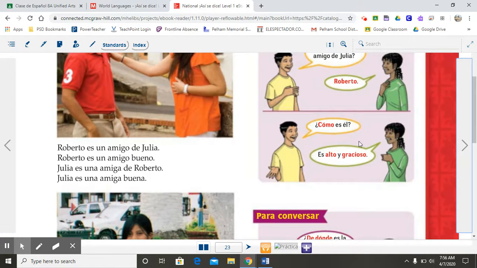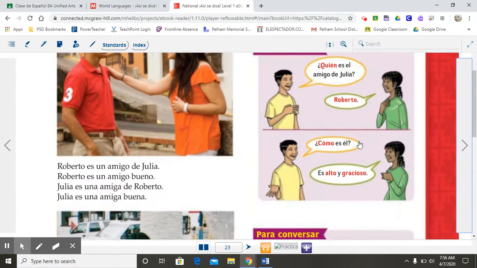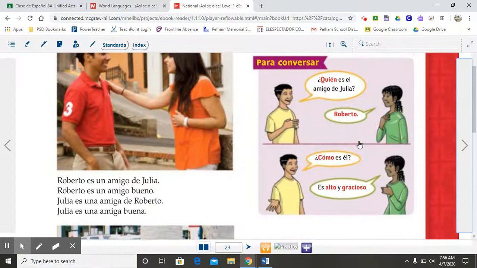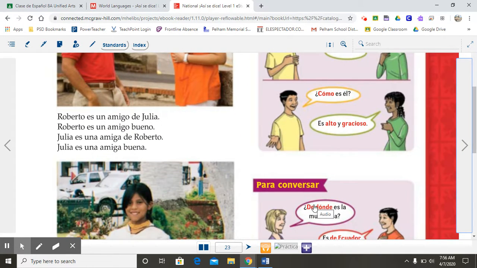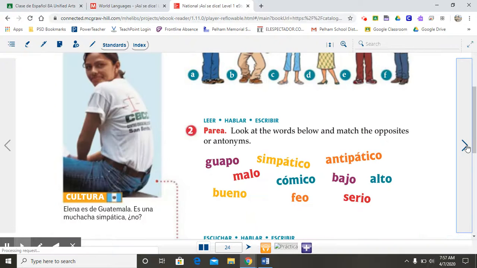And as I mentioned, the only other ones I'm looking for, and I told you that it was going to be super important, are these three words. ¿Quién? ¿Cómo? ¿De dónde? Make sure you know what they are. Okay? Let's go on to the second part of the vocab.